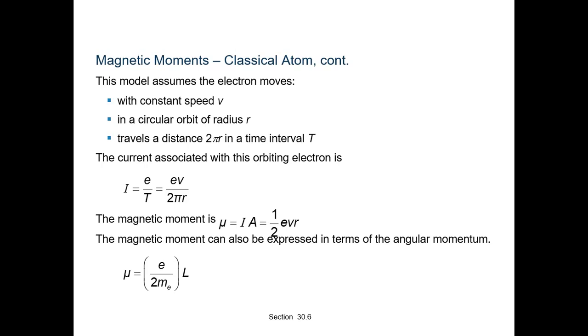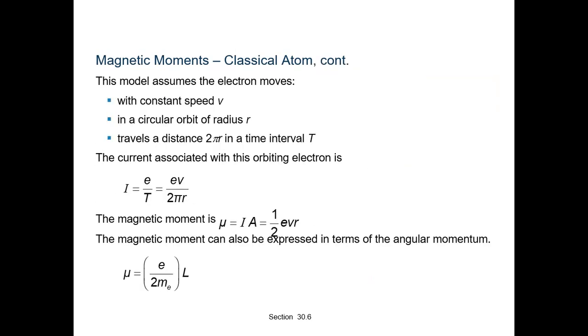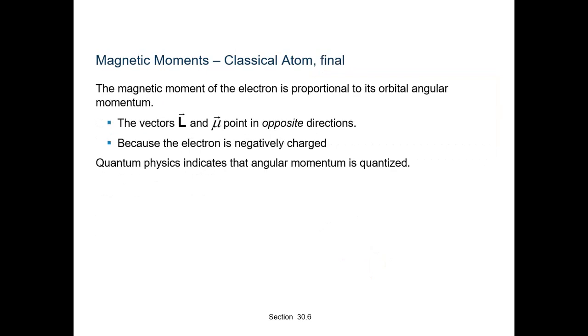The magnetic moment can also be expressed in terms of angular momentum: mu is equal to e upon 2 m_e into L. So this magnetic moment mu can also be expressed in terms of the angular momentum. Now see the magnetic moment in a classical atom. The magnetic moment of the electron is proportional to the orbital angular momentum. The vectors L and mu are in opposite directions because the electron is negatively charged.